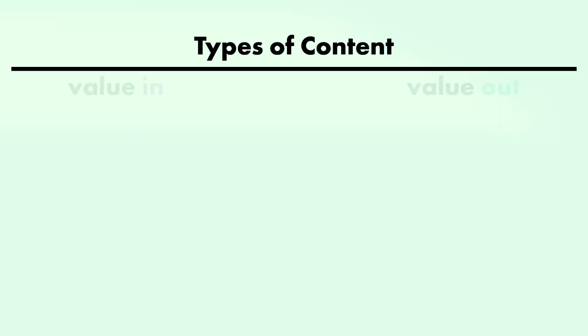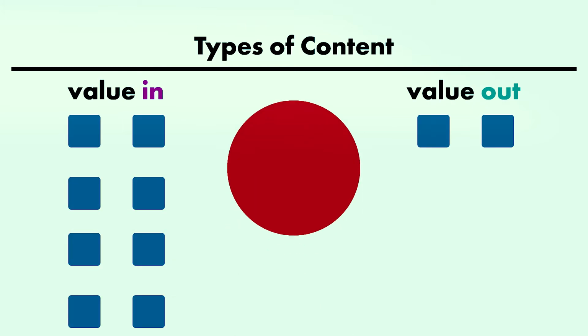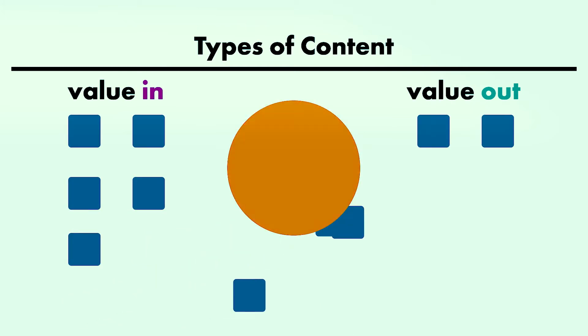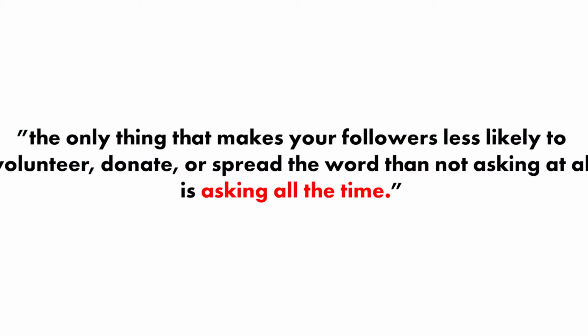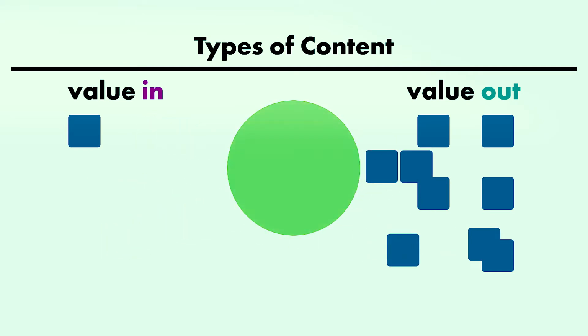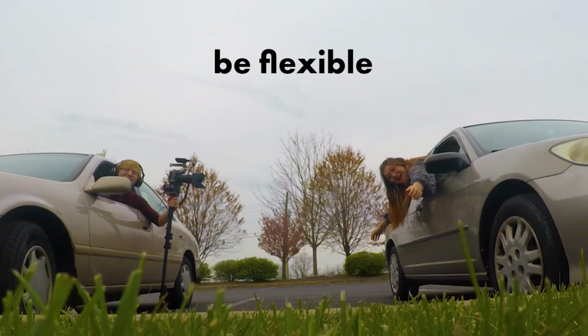When scheduling, keep in mind that not all your content should be self-promoting. At a minimum, half of your posts should deliver value to your audience. The only thing that makes your followers less likely to volunteer, donate, or spread the word than not asking at all is asking all the time. For best results, you should give out value 90% of the time.